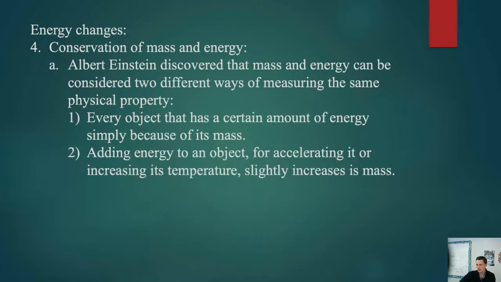Albert Einstein discovered that mass and energy can be the same thing. Number 2, adding energy to an object, for accelerating it or increasing its temperature, slightly increases its mass. Another thing we're going to see in conservation of mass and energy. Letter B.